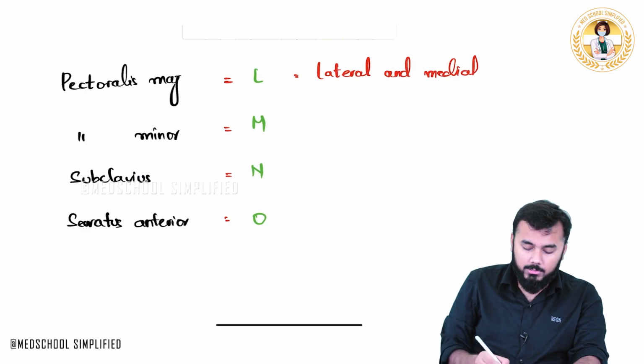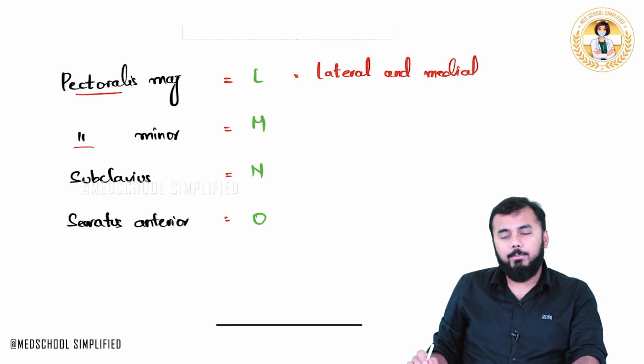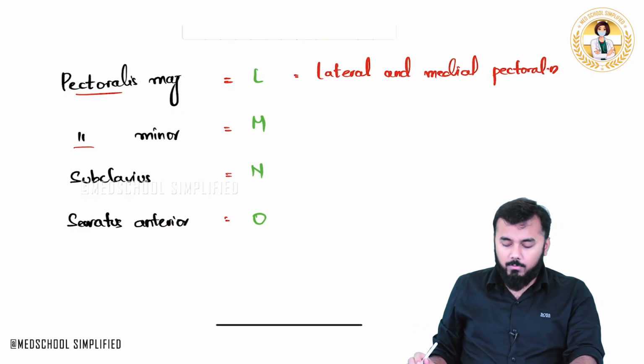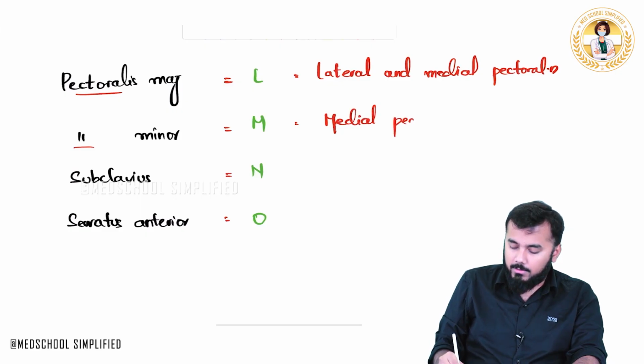Obviously pectoral, because it is supplying the pectoralis. So even for pectoralis minor there is a nerve named pectoral nerve. Yes, medial pectoral nerve. Then what about minor? Minor, M stands for medial pectoral nerve, medial pectoral nerve, and pectoral nerve.